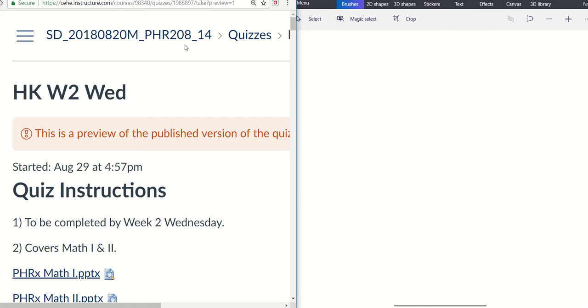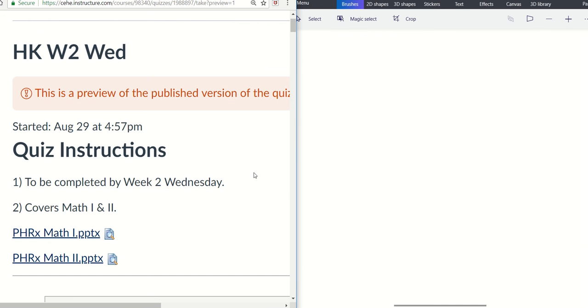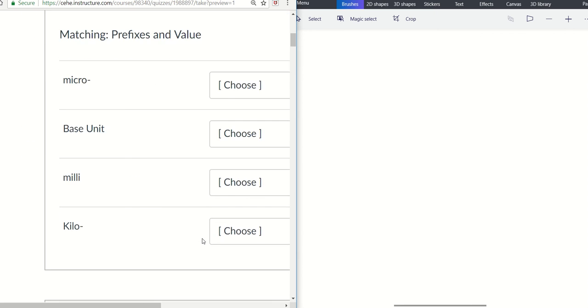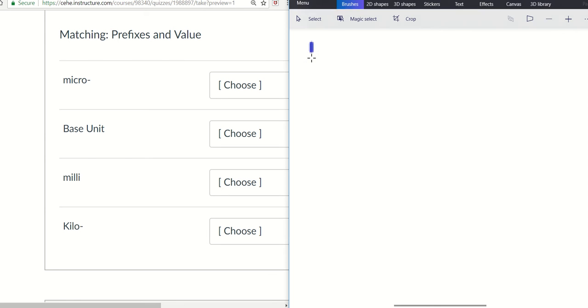All right, Farm 208 back with homework week 2 Wednesday. This is the in-class one. So we'll review some of the math from week 1, fraction decimal percentages, and get into week 2 stuff, which is metric and English metric conversions. All right, what does micro mean, everybody?